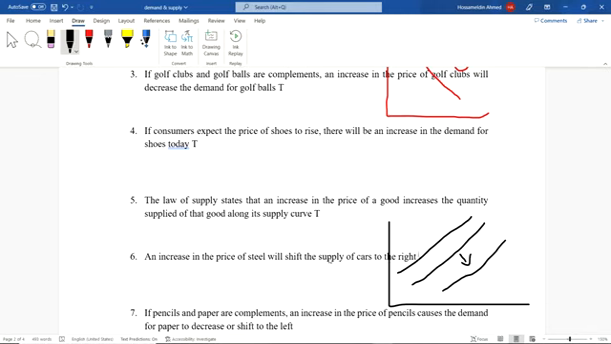Here he is describing that the supply of cars moves to the right, which means the supply of cars increases. That's wrong. As the price of steel increases, the production of cars becomes more costly, so the amount of cars that would be produced decreases. A decreasing supply curve means that supply moves upward to the left.